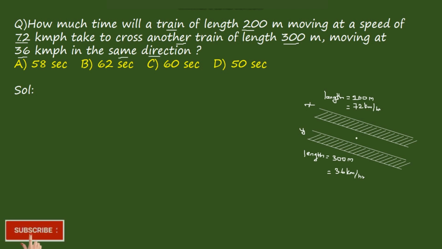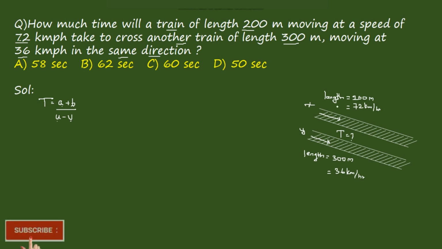Both the trains are moving in the same direction. If x moves in this particular direction, then y also moves in the same direction. Now we have to find the time taken by both of them to cross each other. The general formula that we know is time t equals a plus b by u minus v. In the case of two trains crossing each other when moving in the same direction, the formula is t equals a plus b by u minus v, where a is the length of x, b is the length of y, u is the speed of x, and v is the speed of y.